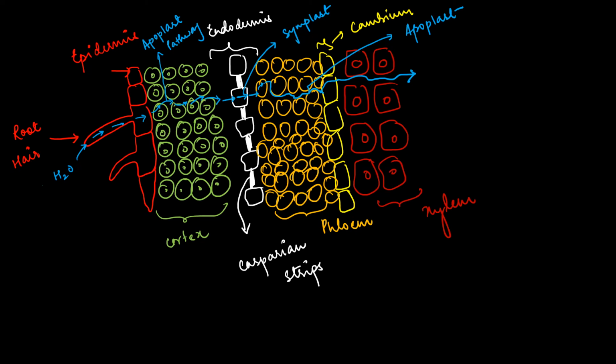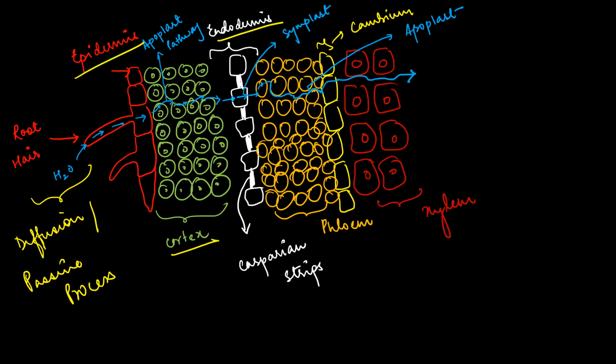See how water is absorbed. Water is absorbed by root hairs, and the process by which water is absorbed is known as diffusion, right? Also known as a passive process. Clear now? Now from this root here, what will happen? This is how water moves to your epidermis. From epidermis, it will move to your cortex. From cortex, it will move to your endodermis, right? Endodermis. Then EC square, again Casparian strips. Then phloem, xylem. Clear? This is how your water moves.